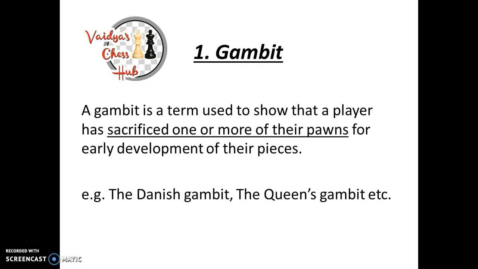So let's get started. The first one is a gambit. A gambit is a term used to show that a player has sacrificed one or more of their pawns for early development of their pieces. For example, you have the Danish gambit, the Queen's gambit, and the King's gambit, which is quite popular. So basically, a player sacrifices a pawn, ideally it's always a pawn, and sometimes more than one pawn, in order to achieve an early lead in development so that he can attack.